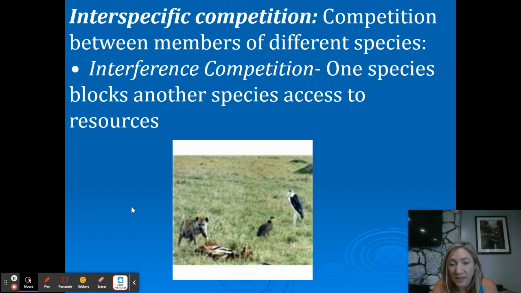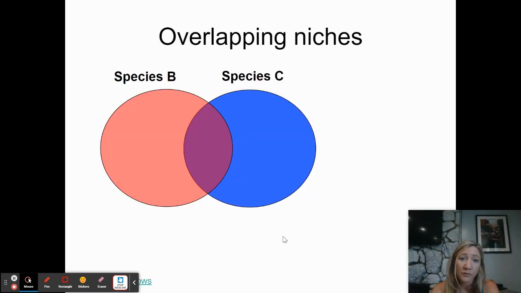Interference competition is just one of those types. One species blocks another species' access to a resource. For example, here, I don't know what animal this is, but the hyena is eating it and blocking these bird species from being able to eat it. So that's interference competition, not allowing these guys to go to town on this carcass. Until the hyena's done, they aren't getting any. Maybe when the hyena's done, there'll be something left over.